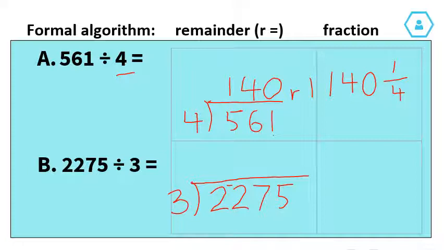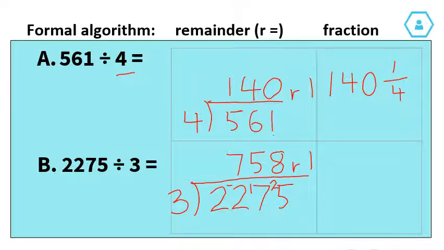22 divided by 3 is 7, because 3 times 7 is 21, with 1 remainder. 17 divided by 3 is going to be 5, because 5 times 3 is 15. I have a remainder of 2. 25 divided by 3, well, I know that 3 times 8 is 24. And I'm going to have a remainder of 1, because the difference between 25 and 24 is 1.